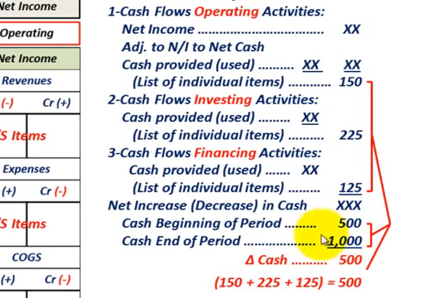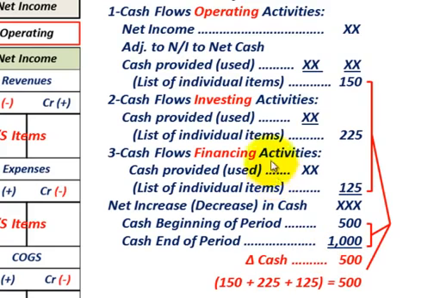And that has to equal your change in cash from the beginning of the period to the end of the period. So that's a good cross check, and those things have to equal here. Okay, so that's the change in cash that we'll be looking at here.